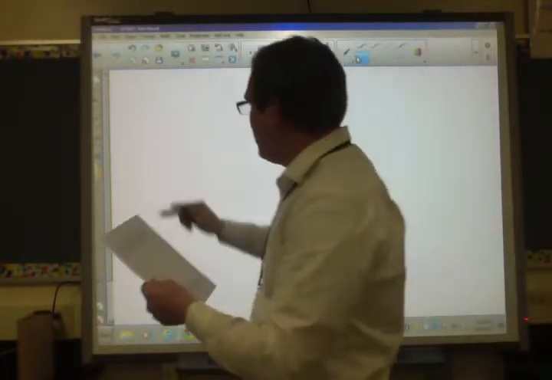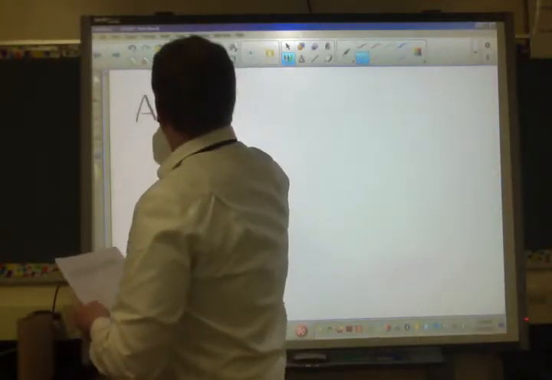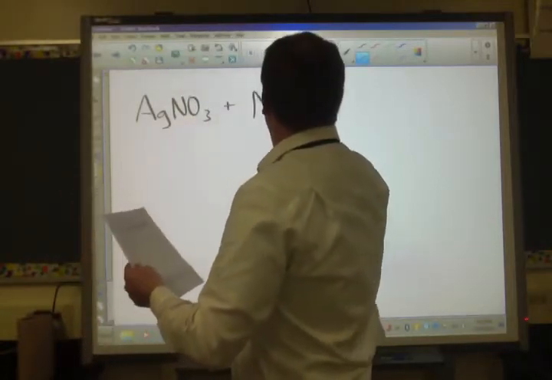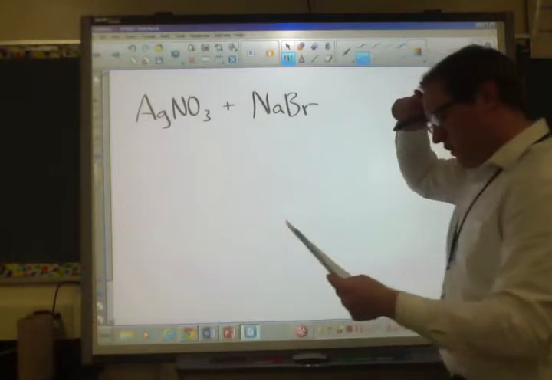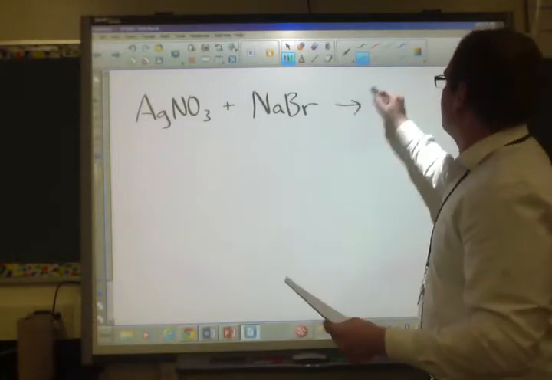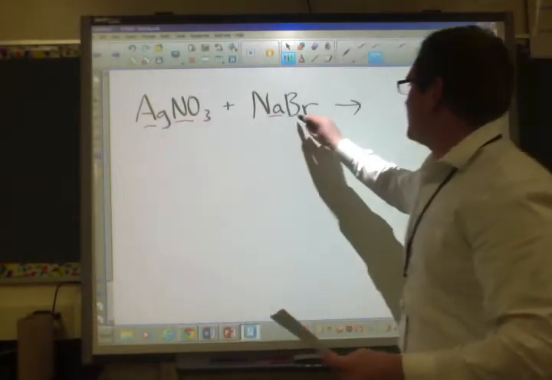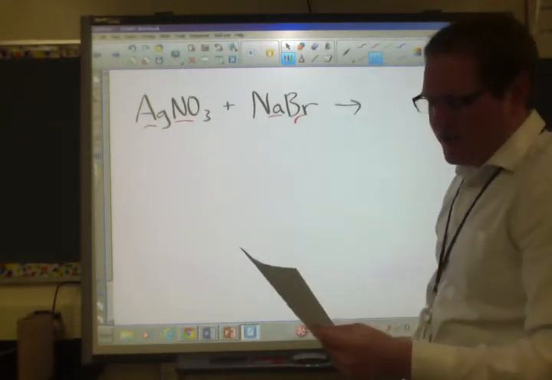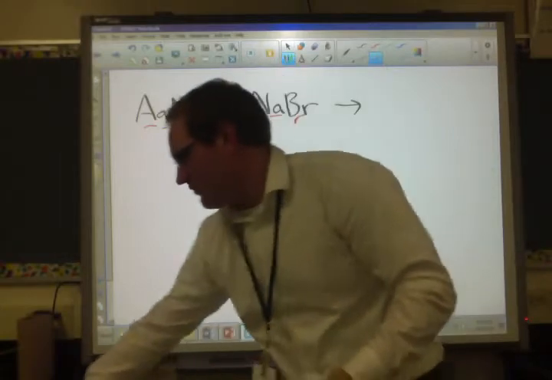Number 4. Silver nitrate plus sodium bromide. Double replacement reaction. So the first thing we check, are these going to be soluble?